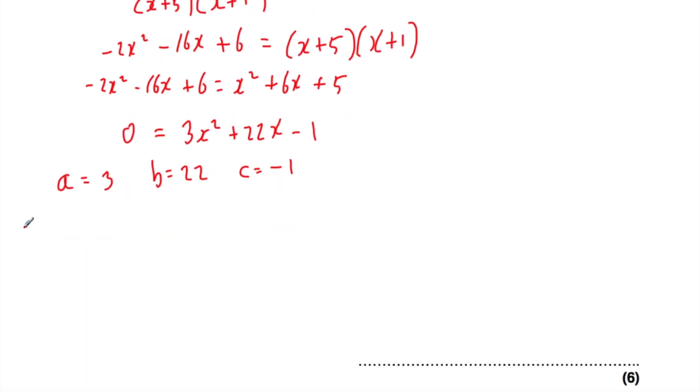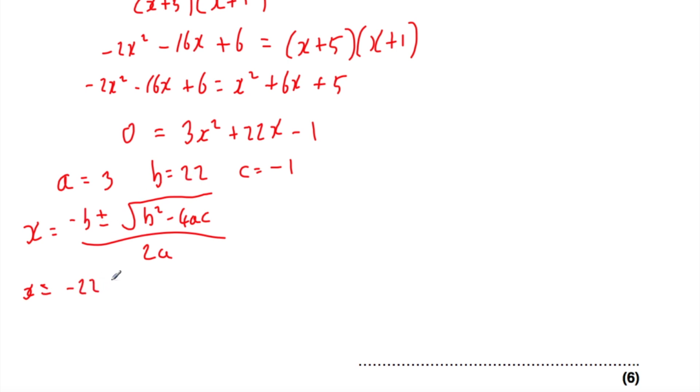So the quadratic formula is x equals negative b plus or minus the square root of b squared minus 4ac, all divided by 2a. So let's substitute in the values. Minus b, well, it's going to be minus 22, plus or minus the square root of b squared, that's 22 squared. 22 squared equals 484, minus, then in brackets, 4 times a times c, so 4 times 3 times minus 1 is equal to minus 12, close brackets. That's all divided by 2a, so 2 times 3 is 6.